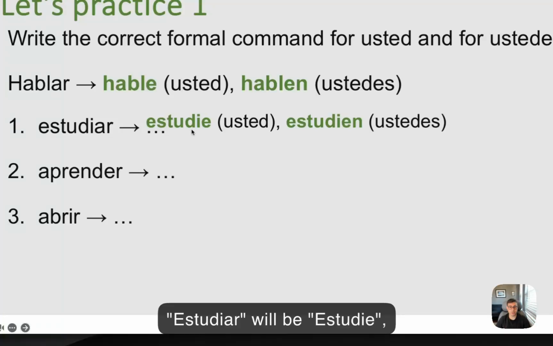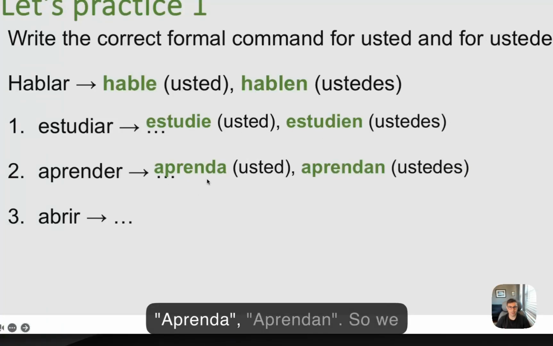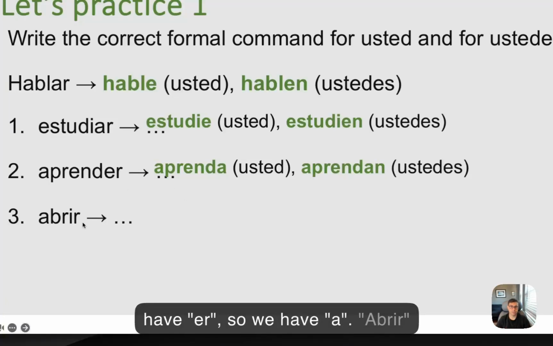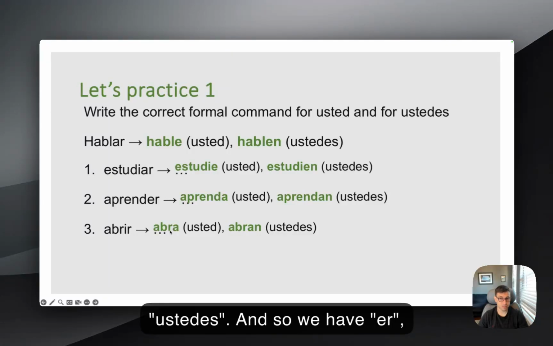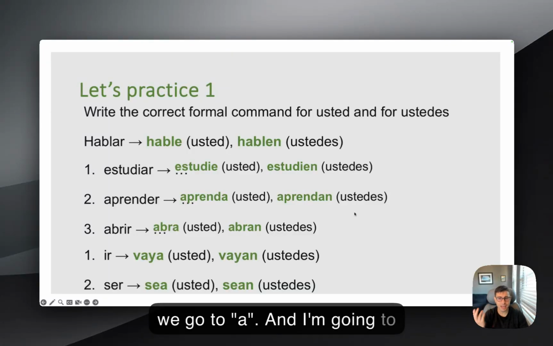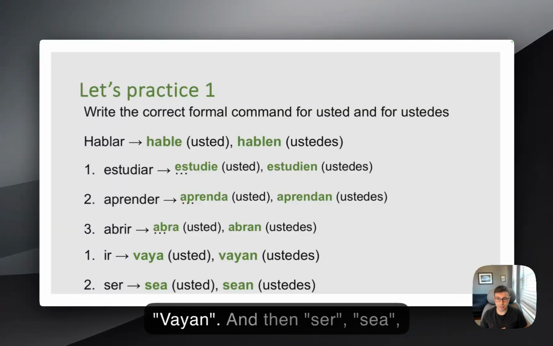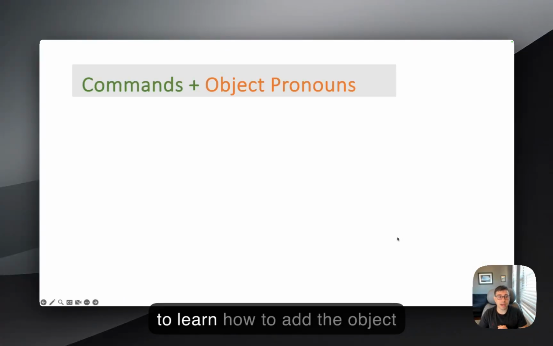Estudiar will be estudie, estudien. Aprender will be aprenda, aprendan. So we have ER, so we have A. Abrir will be abra or abran for ustedes. And so we have IR, we go to A. And I'm going to give you some extra. Those are irregular. Ir, we have vaya, vayan. And then ser, sea, sean. Those are irregular.